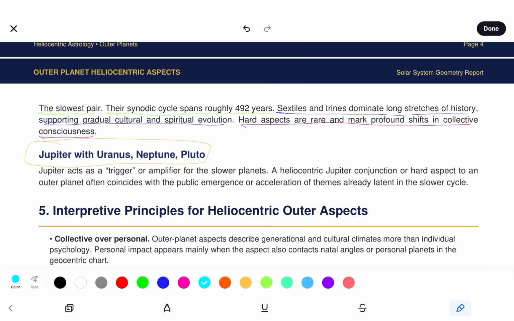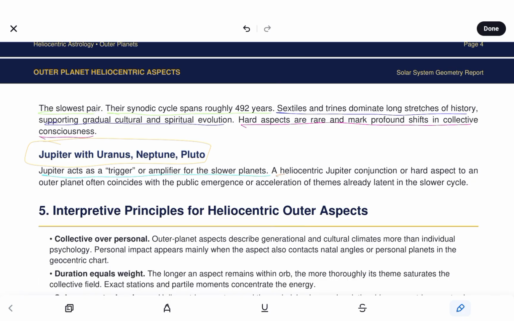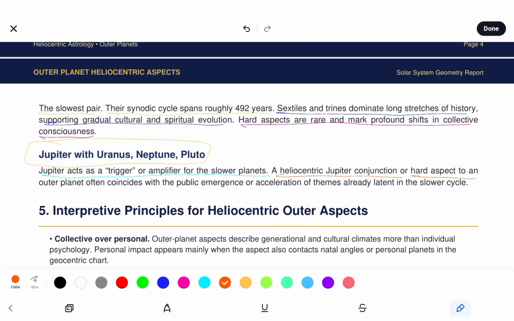Jupiter with Uranus, Neptune, Pluto. So Jupiter acts as a trigger or amplifier for the slower planets. A heliocentric Jupiter conjunction or a hard aspect to an outer planet often coincides with a public emergence or acceleration of themes already latent in the slower cycle.